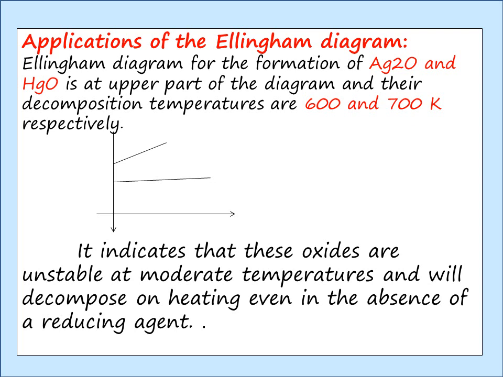It is lying in the upper part of the diagram, which means the metal oxide is unstable even at a very low temperature. Silver oxide or mercuric oxide will start decomposing even at temperatures of around 600 to 700 Kelvin. What does this graph indicate? It indicates that these oxides are very unstable even at moderate temperatures, and they will decompose on heating even in the absence of any reducing agent. Metal oxides like silver oxide and mercuric oxide don't require any reducing agent to become metal. Even simple heating will help them to become silver or mercury.